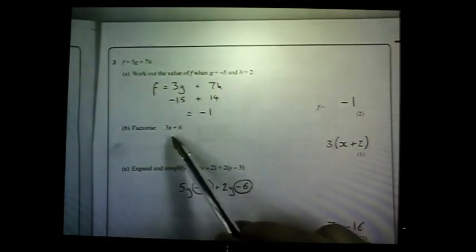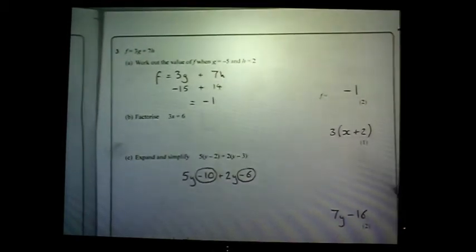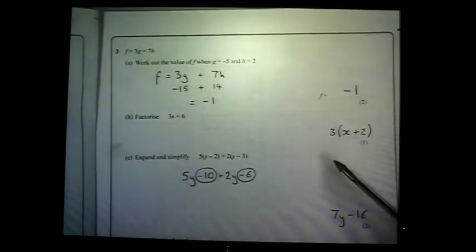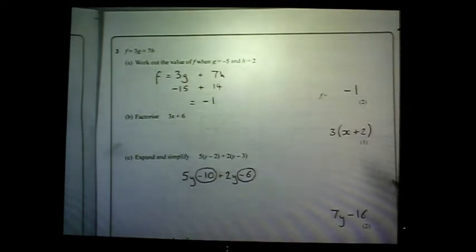Factorise 3x add 6. Factorise means put it into brackets. So what number goes into 3 and 6? Well, it's 3. That's why 3 is on the outside. Are there any letters common? No, there isn't. So it's 3 brackets. Well, how do you get 3x? Well, it's 3 times x. And how do you get 6? Well, it's 3 times 2, and there's a positive sign in the middle because there is in the question.